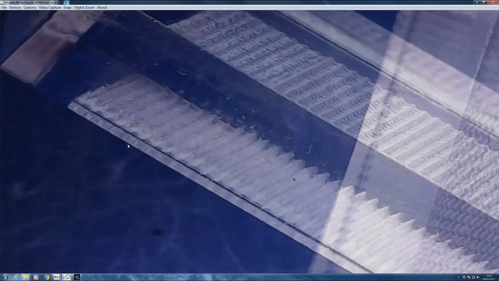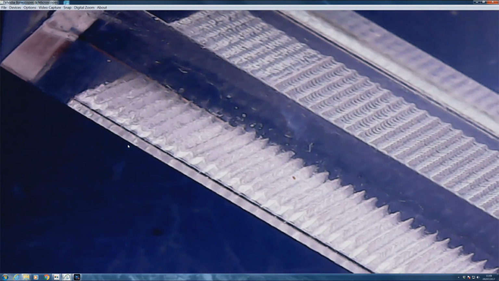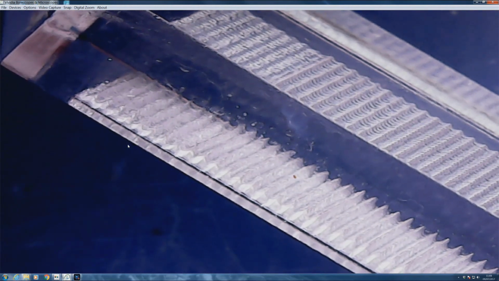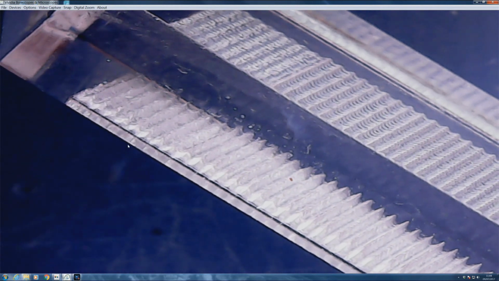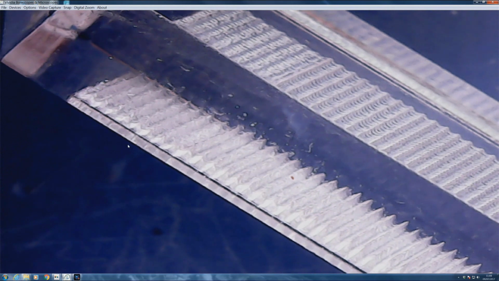Now, just for comparison, I want to show you what 600 dots per inch looks like. 1, 2, 3, 4, 5, 6, 7, 8 peaks. So again we've got this strange 8 peaks, and then we go to 200 millimeters a second.